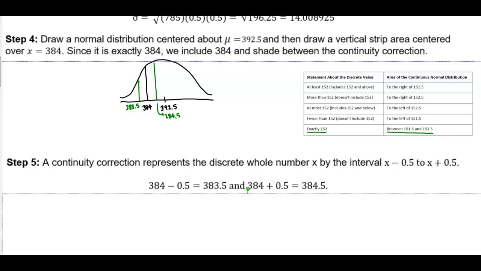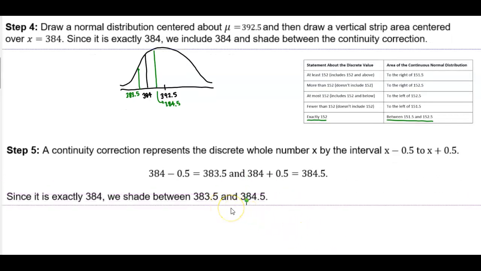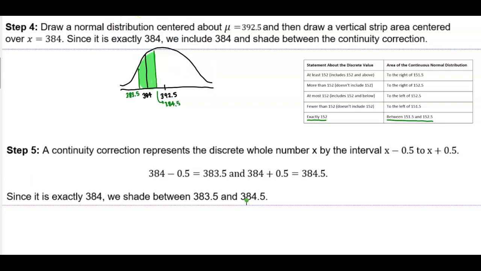And so what we want to do then is, again, since it's exactly, we want to shade in between those values. So let's shade in between to find that probability. And that is the area that we're looking for, and therefore it's going to contain 384. Okay, now the next step is we want to convert these two values of the continuity correction into z-scores.